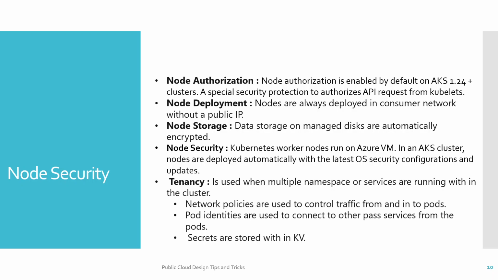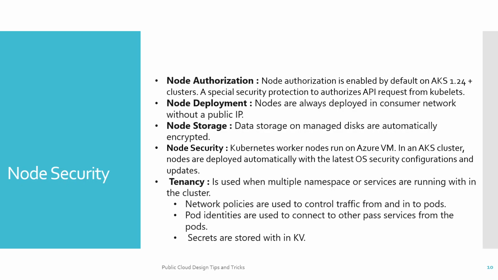Node security: normally when we provision nodes within Kubernetes, it's more of a VM based approach, and the VM is Linux or Windows. So in an AKS cluster, nodes are deployed automatically with the latest OS security configuration, and updates are always managed. Okay, so that ensures the security at the infrastructure level on the node.